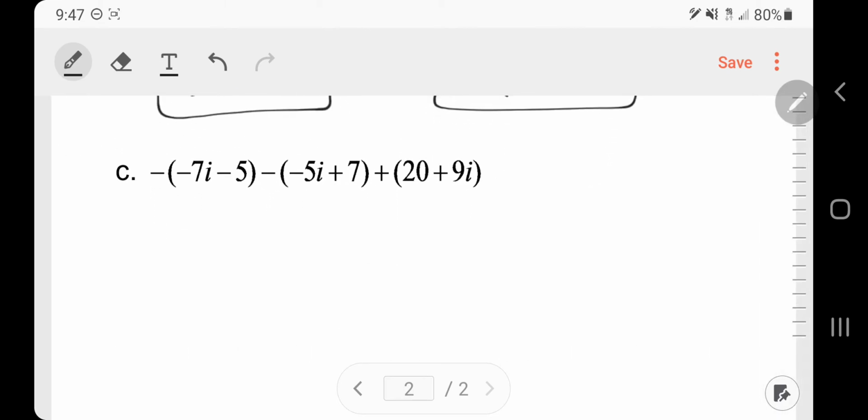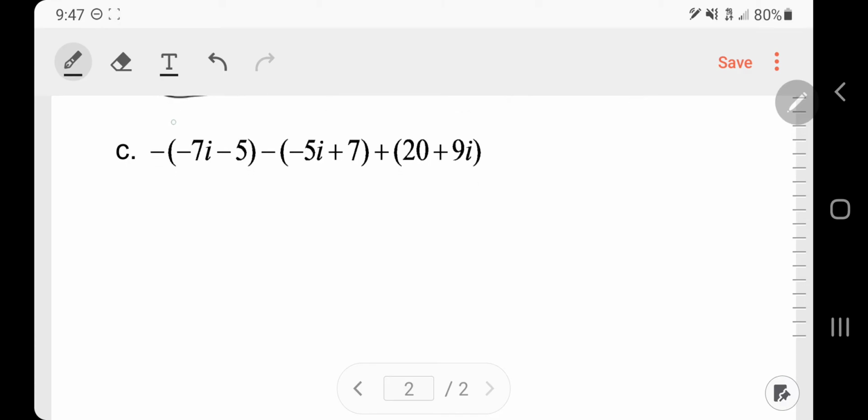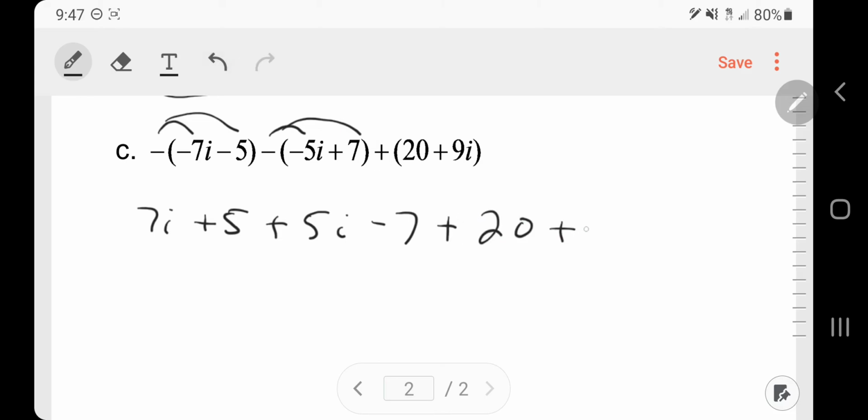And the last one down here. Okay, so here we have some negative signs, so we're going to go ahead and distribute these negative signs into these parentheses, and we're going to rewrite our expression. So negative times negative 7i is going to be a 7i plus 5. Again, that just switches the signs. All right, here we also have a positive 5i and a negative 7. And this is a plus sign in the front, so this stays exactly the same. This does not change. So again, 20 plus 9i.